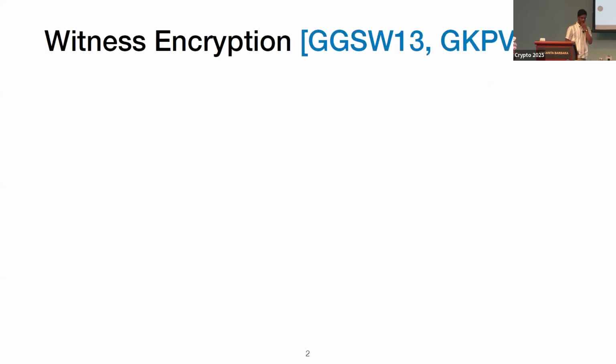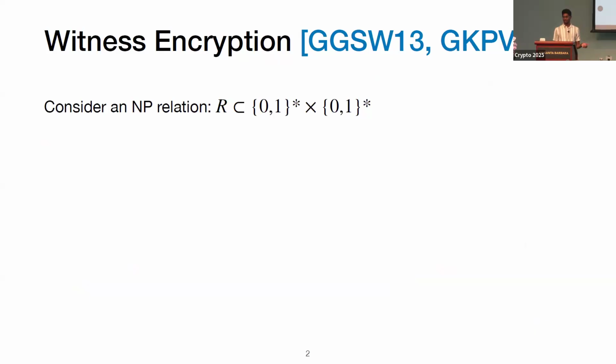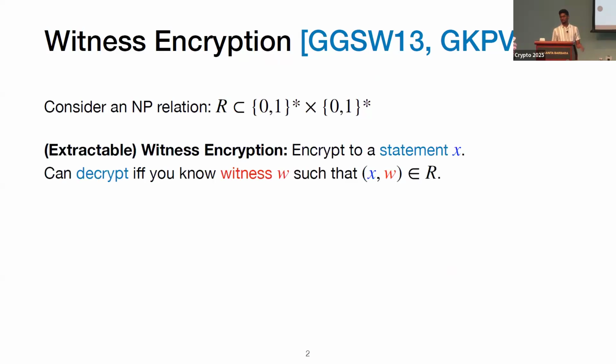What is witness encryption? Think of your favorite NP relation R, and witness encryption essentially allows you to encrypt to a statement X, such that you can decrypt the ciphertext if and only if you know a valid witness W, such that (X, W) is in the relation R.